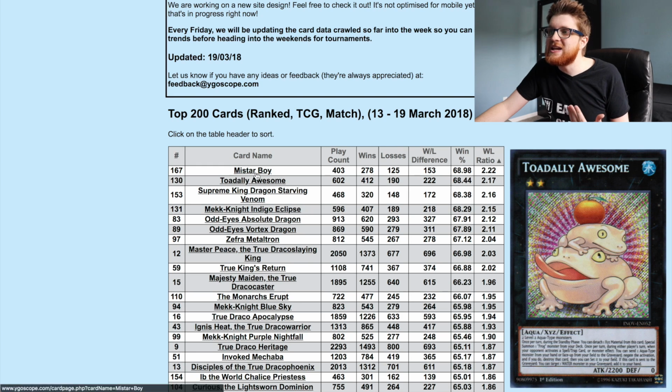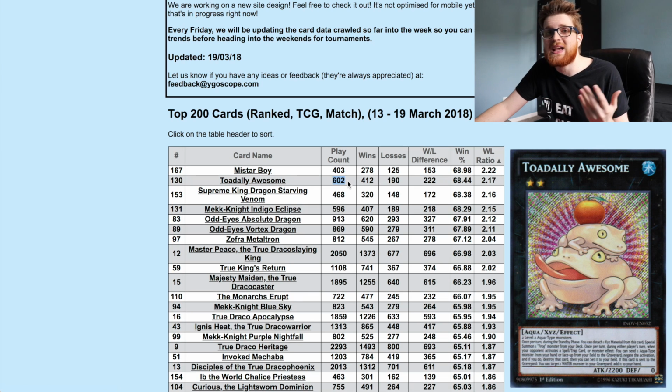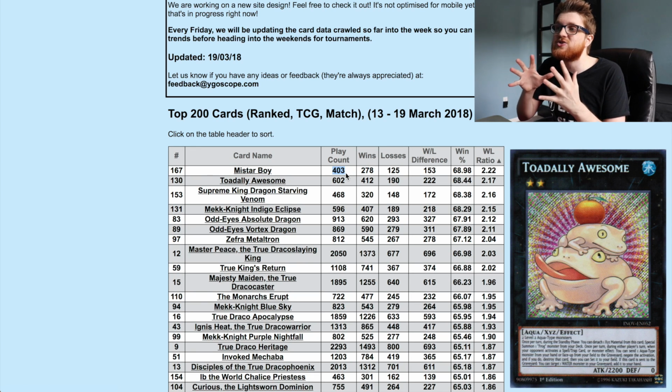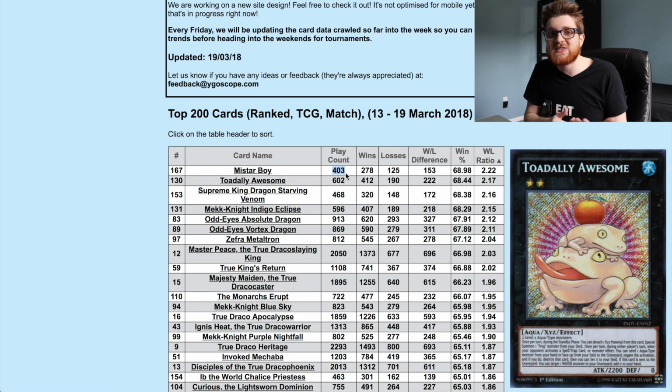So you can see here, Miss Starboy only has a play count of about 400, and Totally Awesome has 600, which makes sense because you're making Toad more often than you're making Miss Starboy. Miss Starboy is pretty much for when you're going in for the kill, or setting up a board that your opponent's not going to be able to break. So it makes sense that these cards have a very high win rate, because if Paleozoic is going to set up that board, your opponent's probably not going to win.